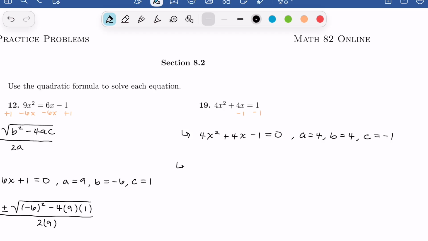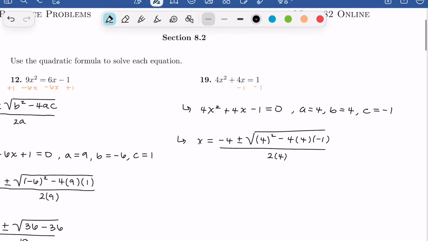So let's plug these values into our quadratic formula. We're going to get that x is equal to opposite of our b value. So this is going to end up being negative 4 plus or minus the square root of b squared minus 4 times a times our c value. Then we're going to divide this entire thing by 2 times a.